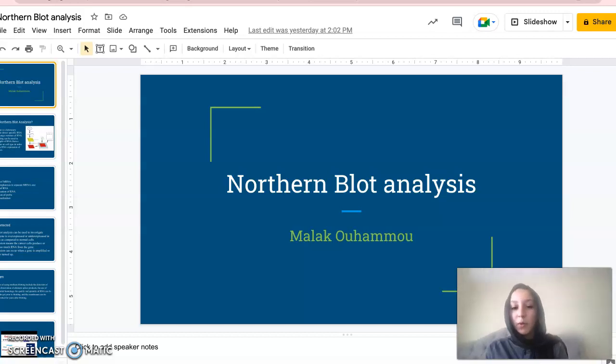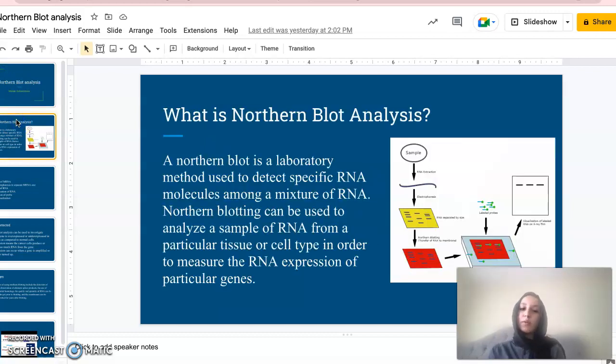My name is Malika Hamo, and my technique was northern blot analysis. So, what is northern blot analysis? Northern blot analysis is a laboratory method used to detect specific RNA molecules amongst a mixture of RNA. They typically compare cancer cells to normal cells using RNA.